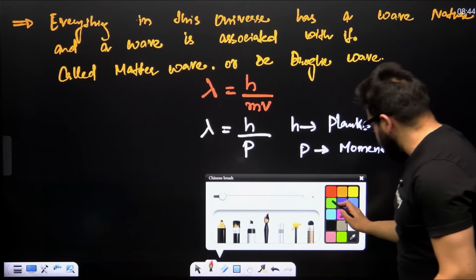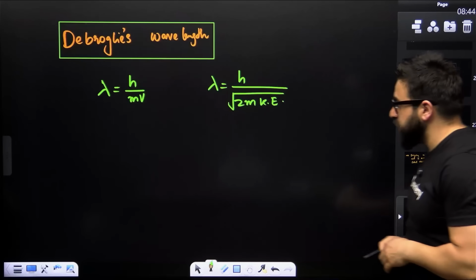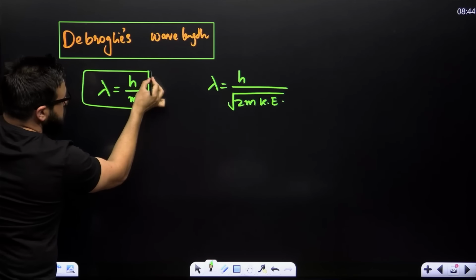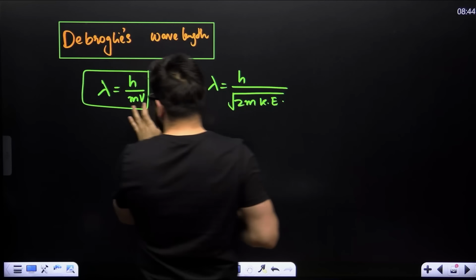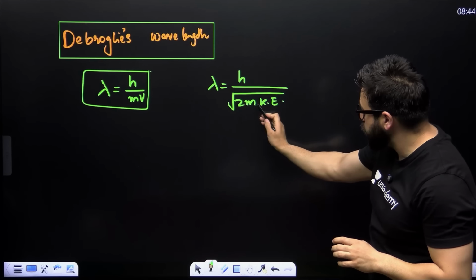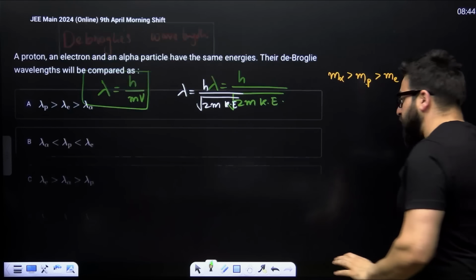Okay, one more important concept. De Broglie's wavelength. Let me just tell you over here. De Broglie's wavelength for a particle in terms of momentum is h divided by mv. m is the mass, v is velocity. In terms of kinetic energy, it is h upon under root of 2 m KE. m is the mass, K is the kinetic energy, and h is Planck's constant.